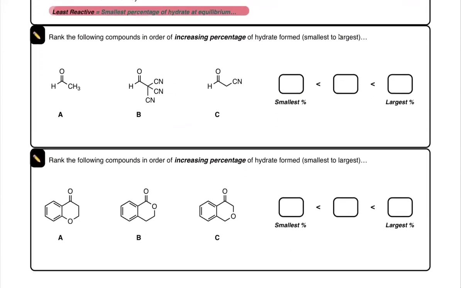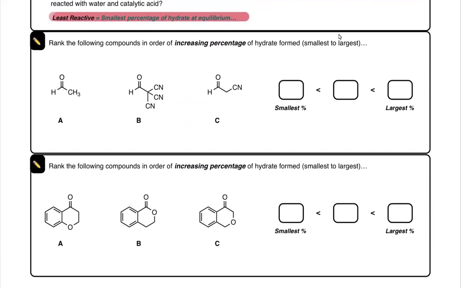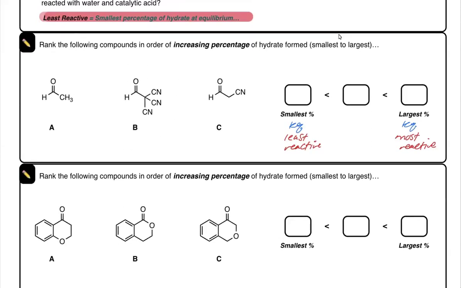Now we're going to do the same exercise here, ranking in increasing order of hydrate formation. So smallest percentage to largest percentage, essentially smallest KEQ to largest KEQ, which is really saying from least reactive carbonyl to most reactive carbonyl. All right. So looking at this first ranking, I see a regular old aldehyde. We know that the methyl group is going to have an inductive donation over the carbonyl.